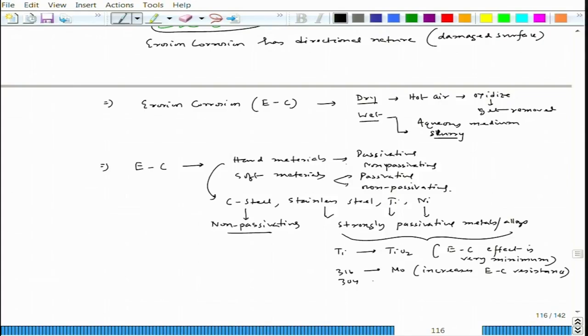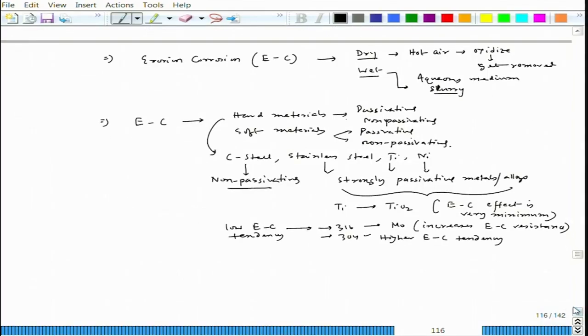fine. Now 304, so if we compare between these two, this one will have higher EC tendency, but this one would have low EC tendency, if we compare 316 and 304. Now, in case of passivating metal, the passive layer strength, as I have said, that passive layer strength would decide. So, the passive layer strength decides strength as well as its bonding character, as well as interface bonding.